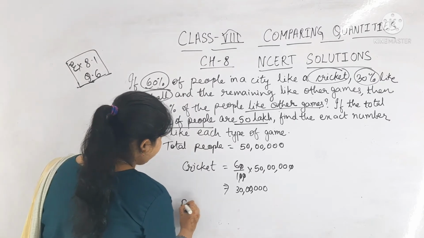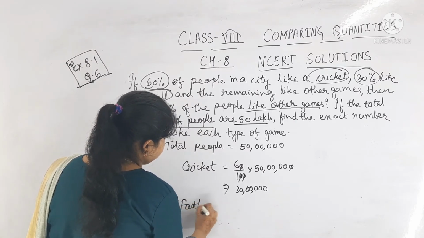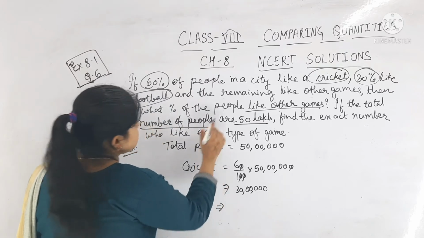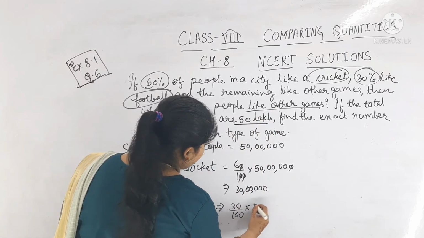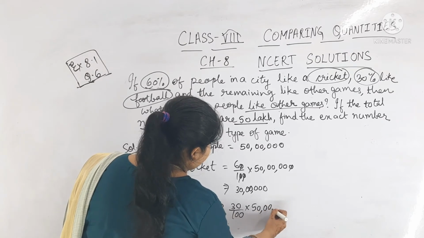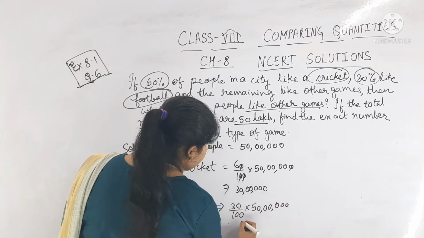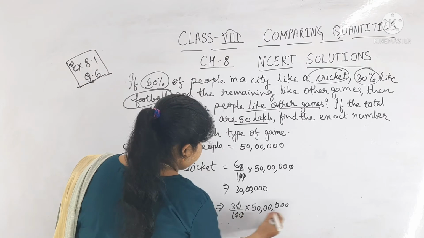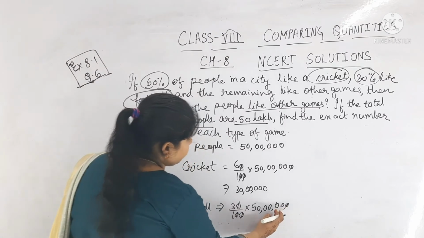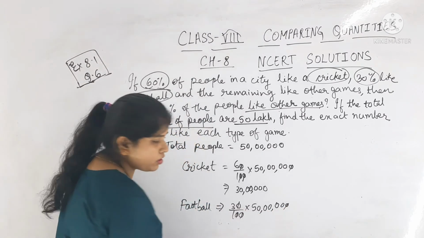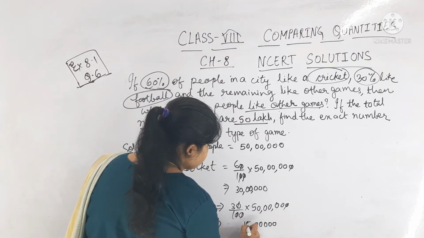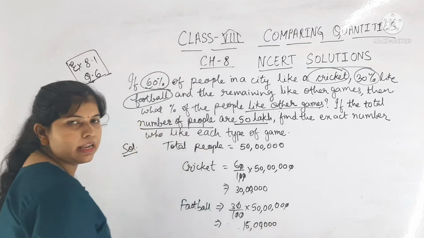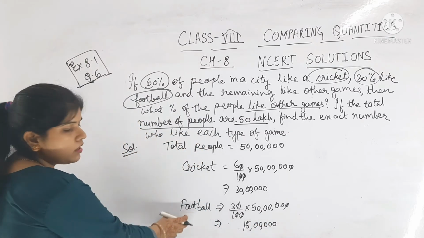Then for football, what is the percent given? 30%. So 30 by 100 into 50 lakh. 0 0 cancel, 5 zeros, 5 threes are 15. It is coming 15 lakh. Okay, 15 lakh people like football.